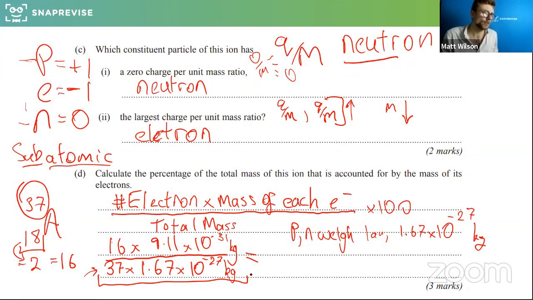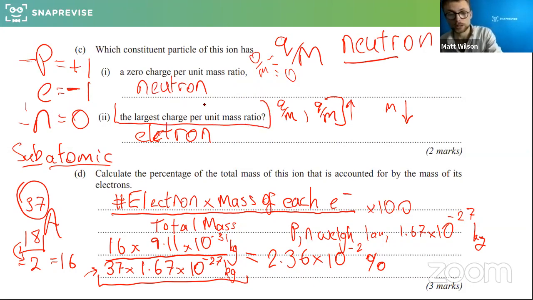Okay, so if we plug this in, then we should get around 2.36 times 10 to the minus 2 percent. So if you do that fraction, you should get 2.36 times 10 to the minus 4. We times by 100 to get the percentage. So this is tiny, absolutely tiny. These electrons contribute almost no mass, which is why they have such a large charge per unit mass ratio.